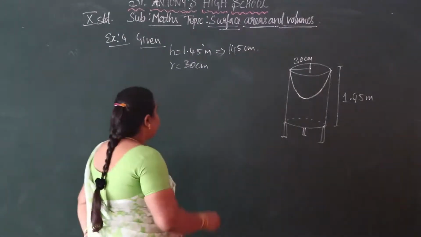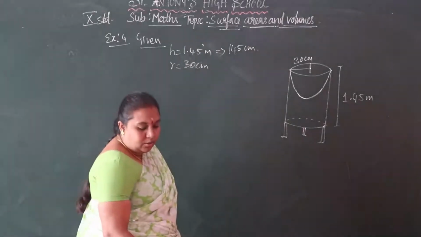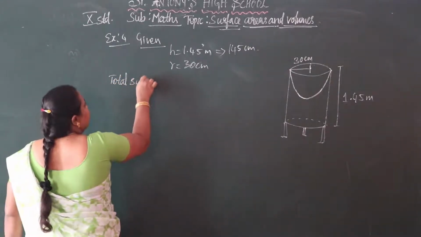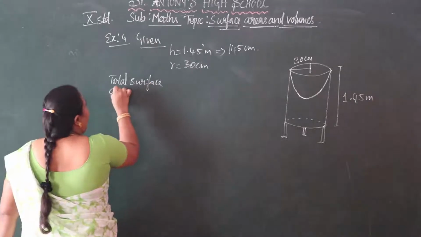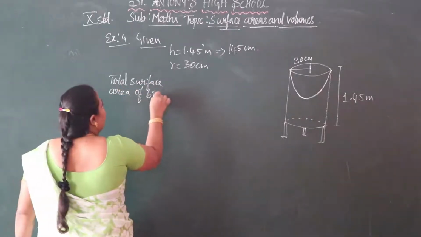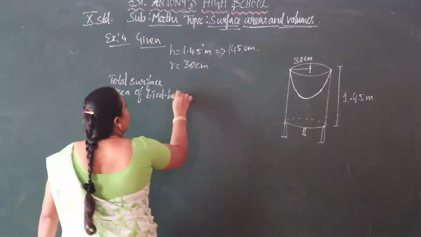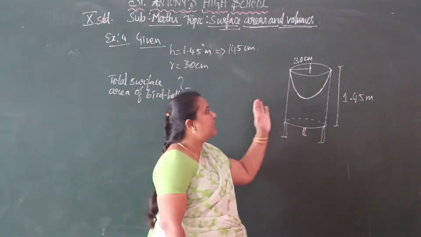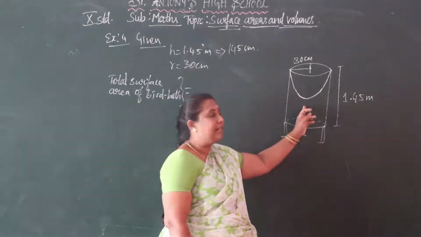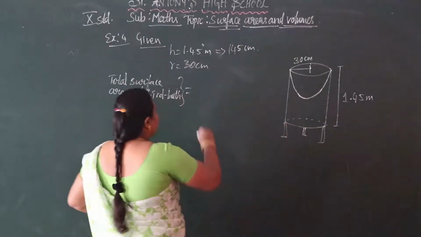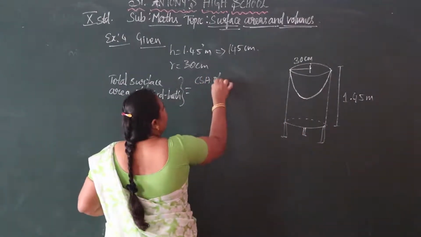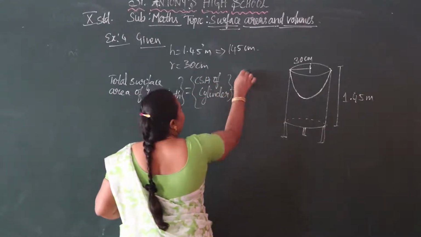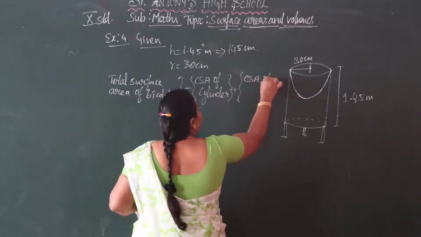Okay, children. Now we have to find the total surface area of the bird bath. Total surface area of the bird bath equals what we want to find here: the total surface area, the curved surface area, CSA of cylinder plus CSA of hemisphere.